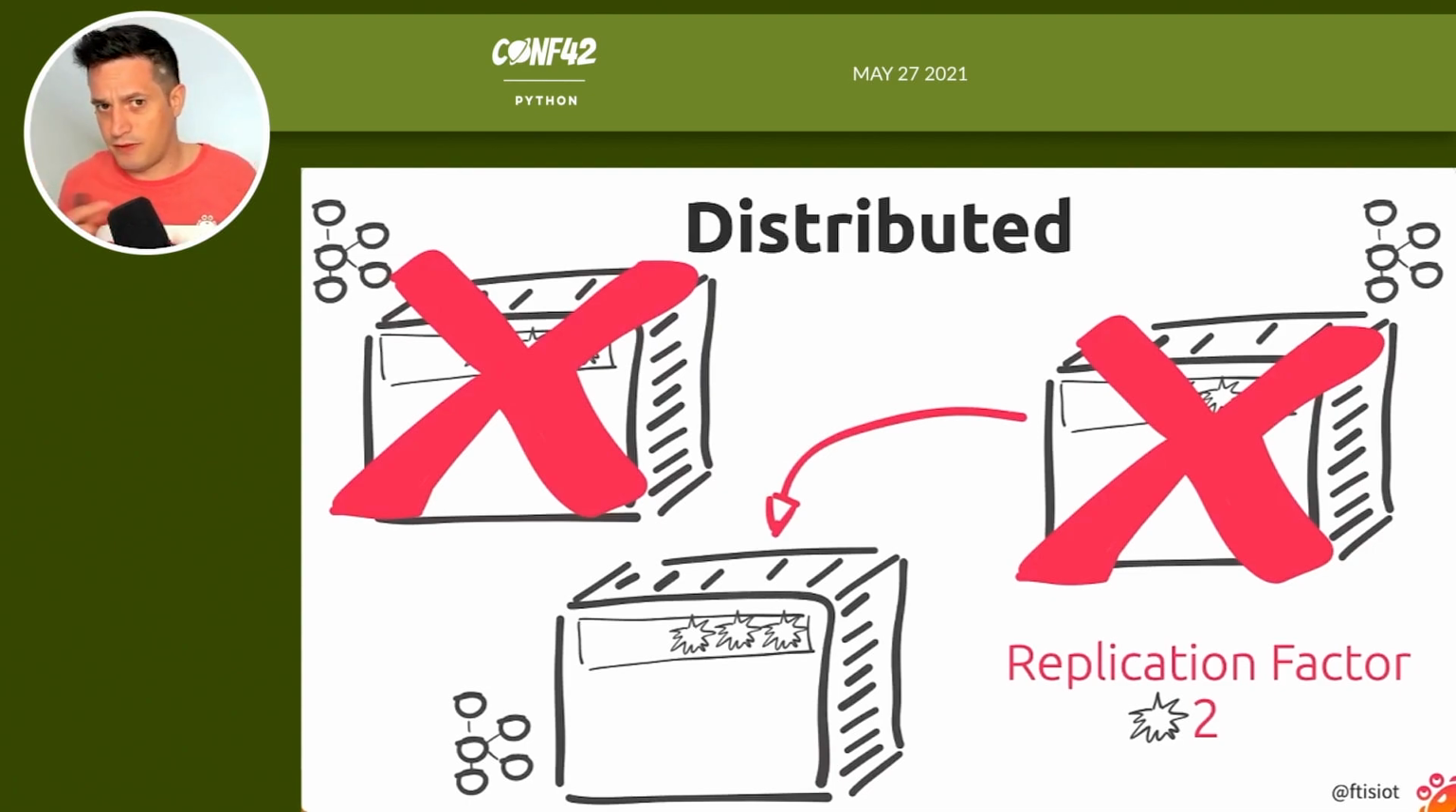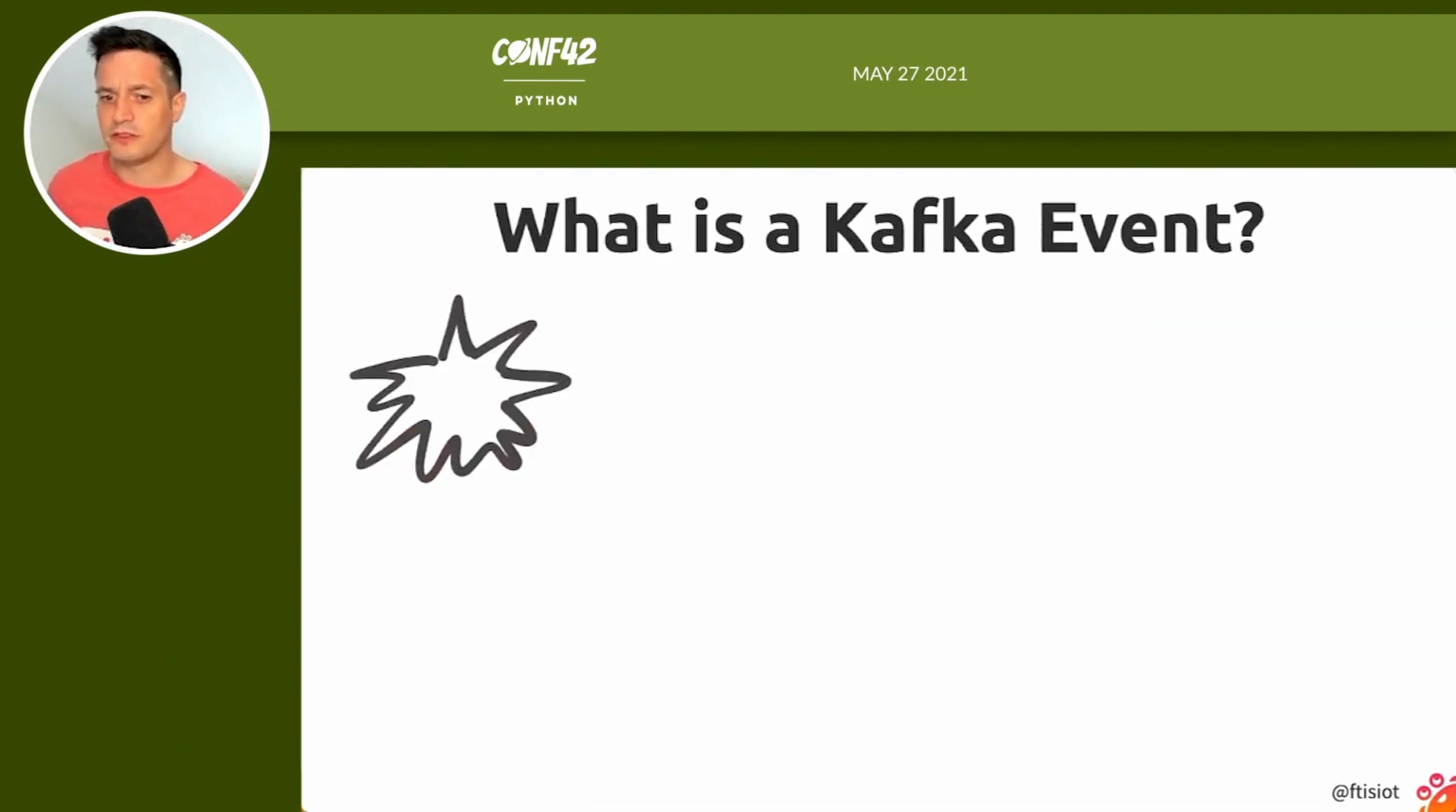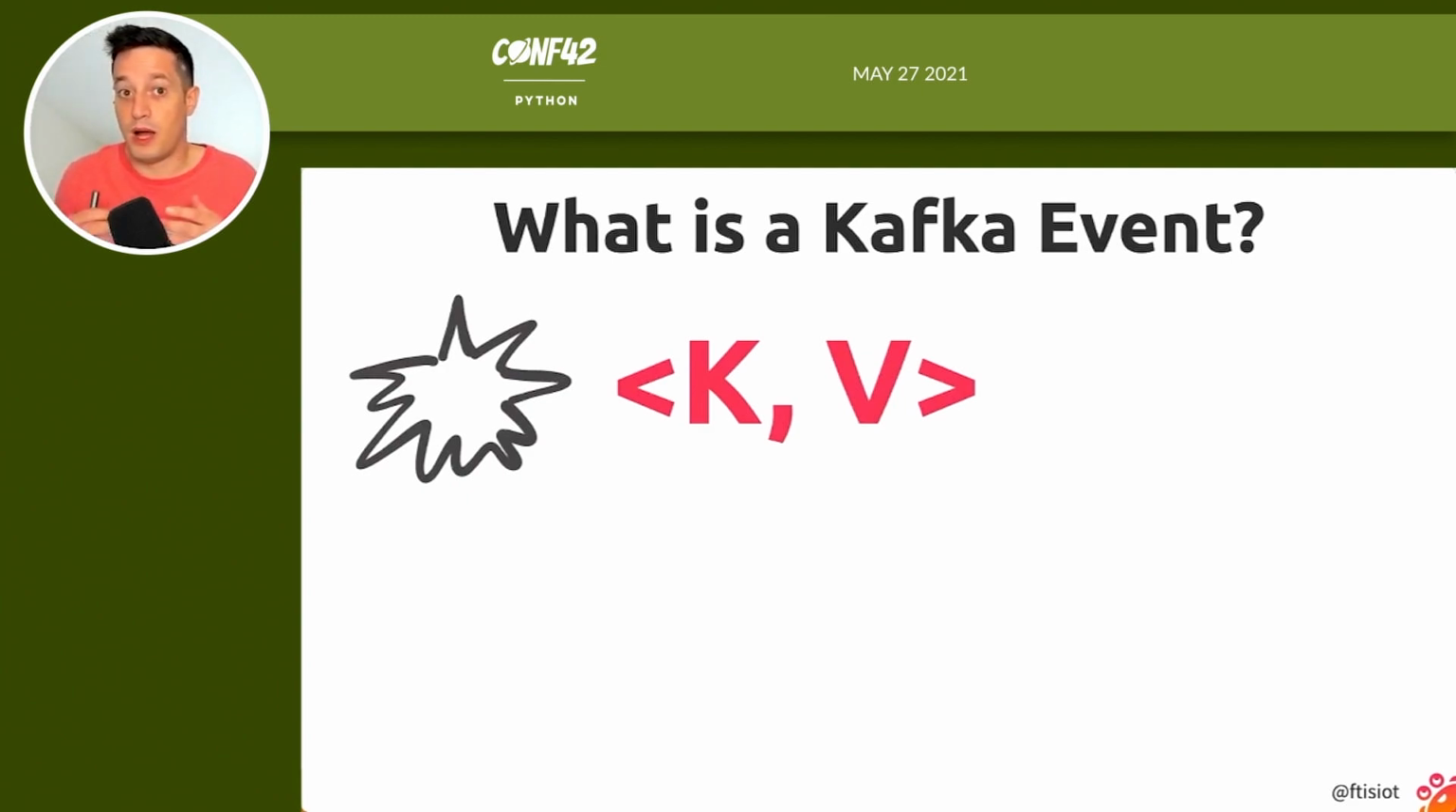So as of now, we understand how Kafka works and what Kafka is. But Kafka is something to store events. What is an event for Kafka? Well, for all that matters to Kafka, an event is just a key value pair, where you can put whatever you want in key and value. Kafka doesn't care. For Kafka, it's just a series of bytes.